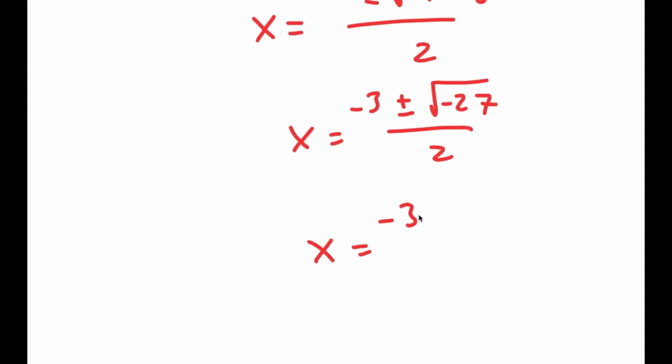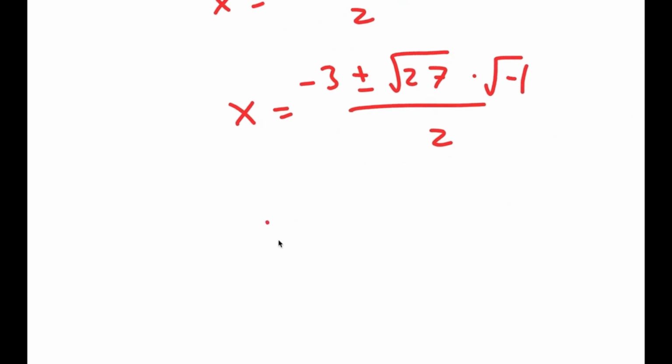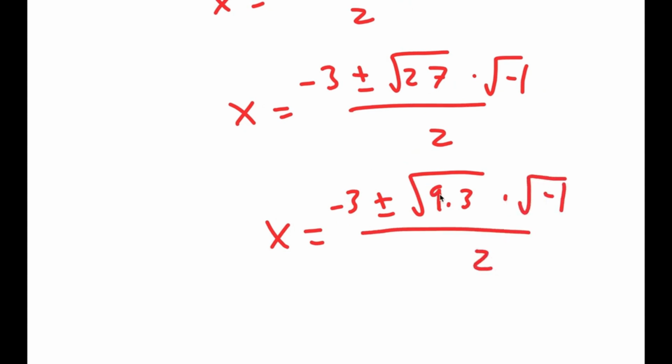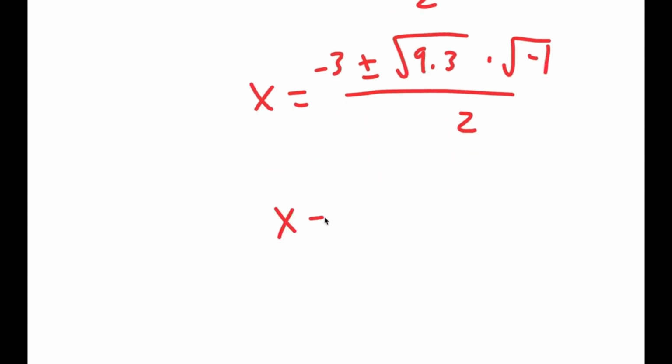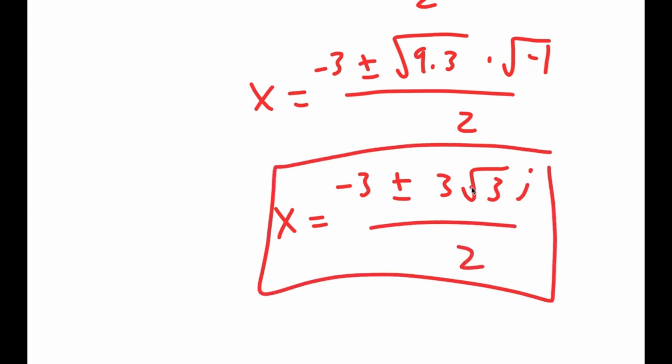which is equal to negative 3 plus or minus the square root of 27 times the square root of negative 1 over 2. Now, 27 is the same thing as 9 times 3. And the square root of 9 is 3, so I get x is equal to negative 3 plus or minus 3 root 3. And the square root of negative 1 is actually equal to the imaginary number i. So these are two more solutions to this equation.